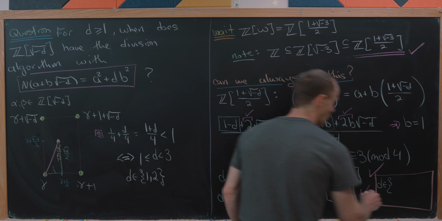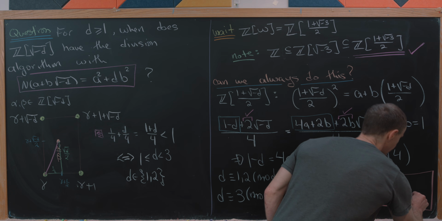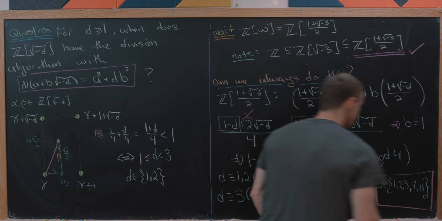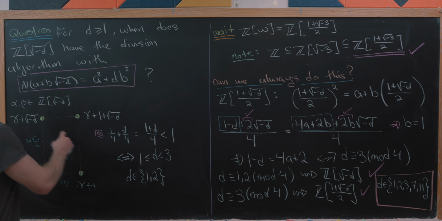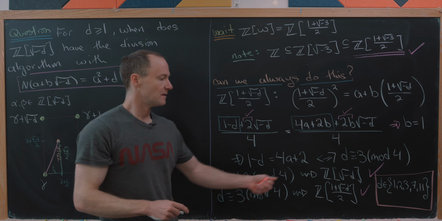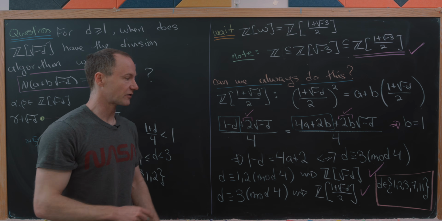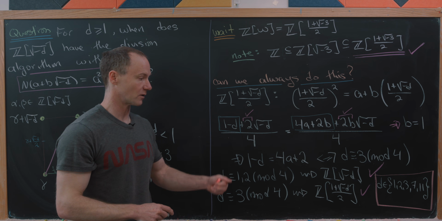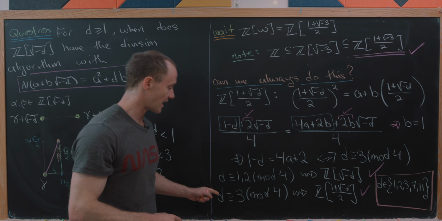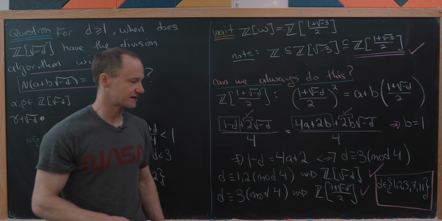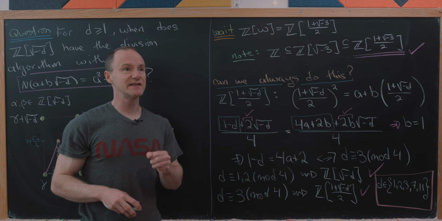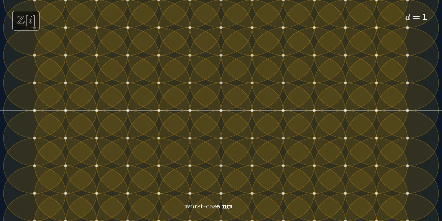And that's going to be 1, 2, 3, 7, and 11. So notice that 1 and 2 are going to be just of this form right here, Z adjoined the square root of minus d. But since all the rest of those are bigger than 3, they have to be of the other form. So 3, 7, and 11 will be like this thing right here, Z adjoined 1 plus the square root of minus d over 2. Okay, so let's see the geometry that underpins this result.